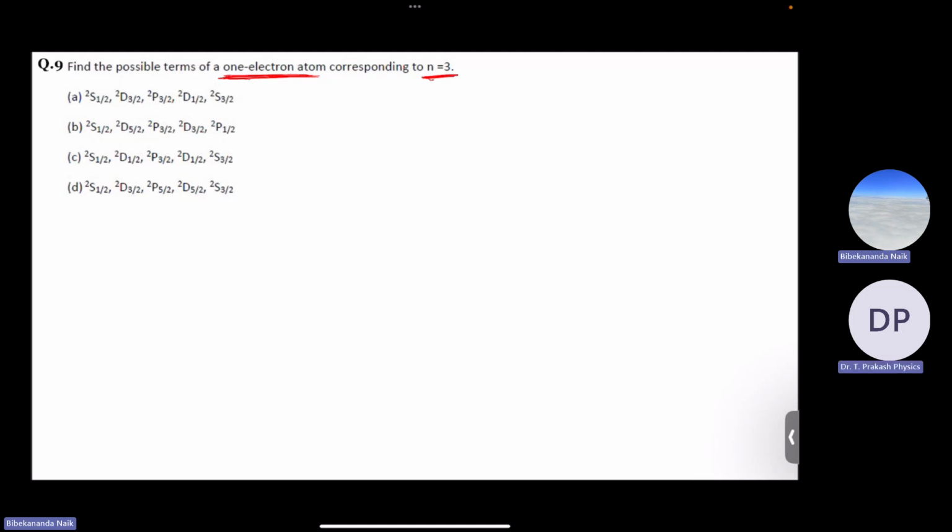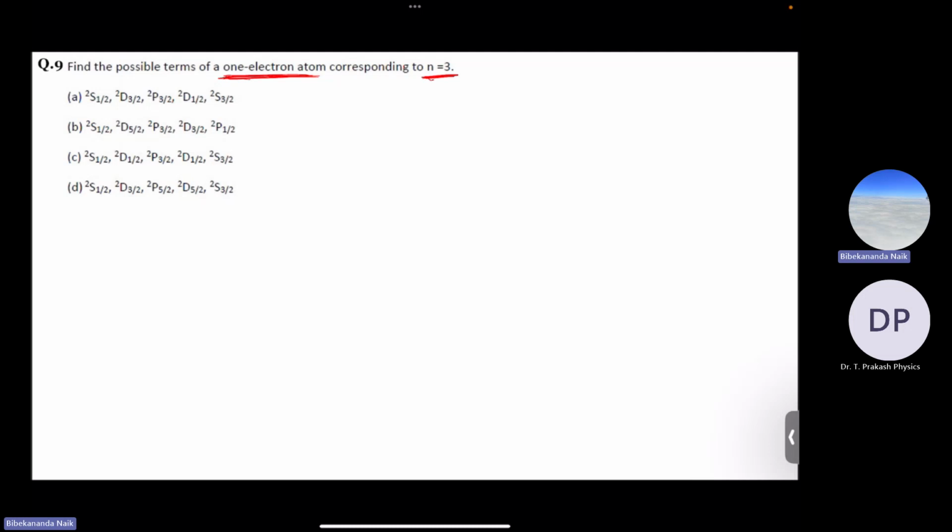Sir, answer B is correct, sir. Answer B. So you have to check. So how did you calculate? Actually, S equal to 1/2. If it is n equal to 3, it means L equal to 0, 1, 2. When we apply these three things in spectroscopic terms, we will get option B.